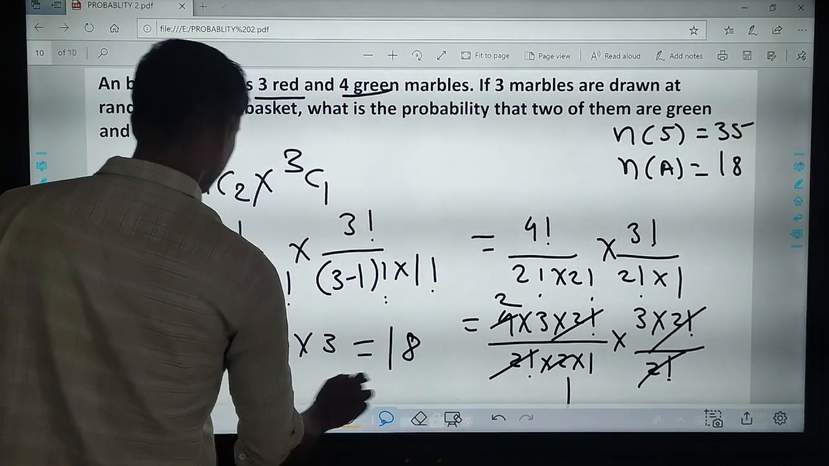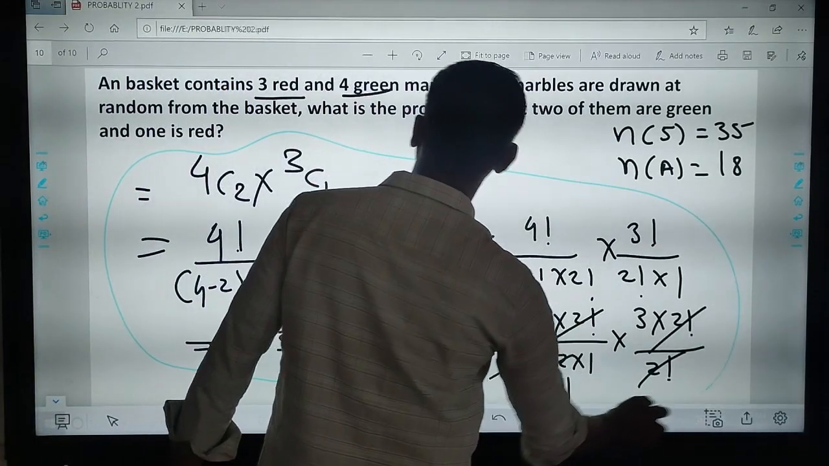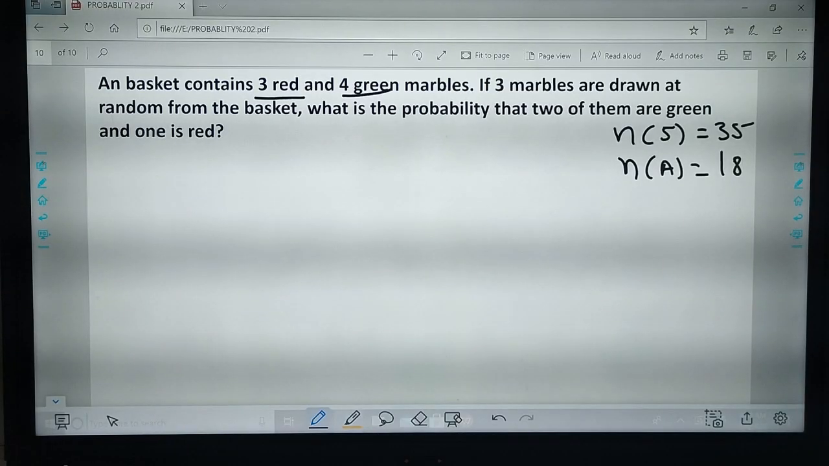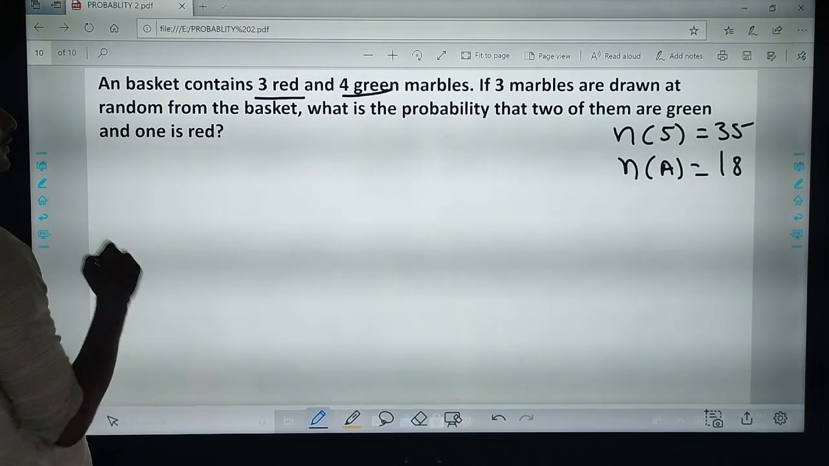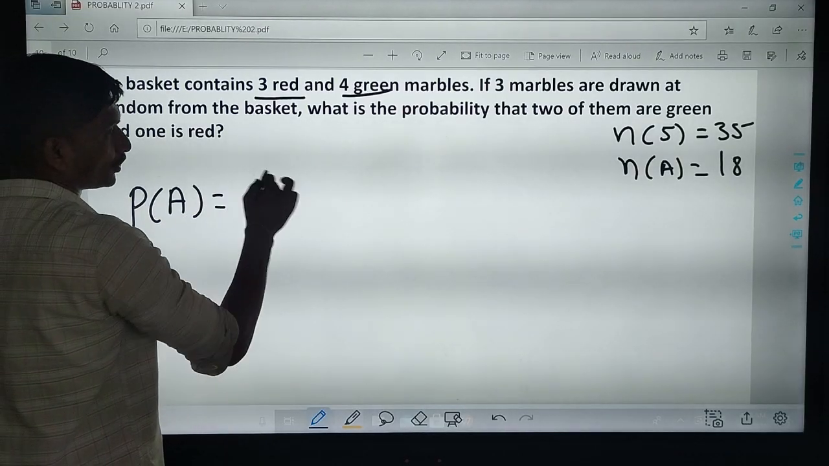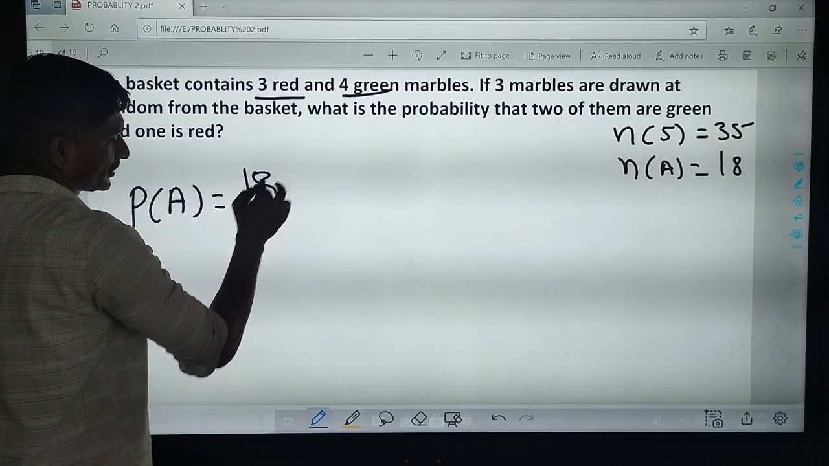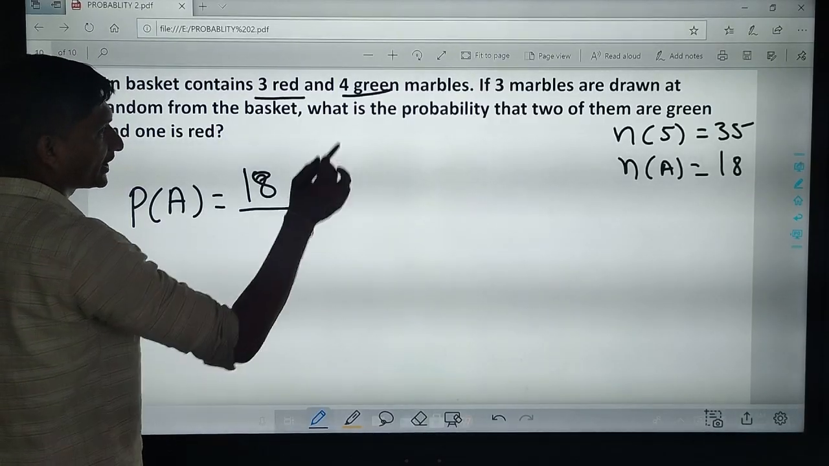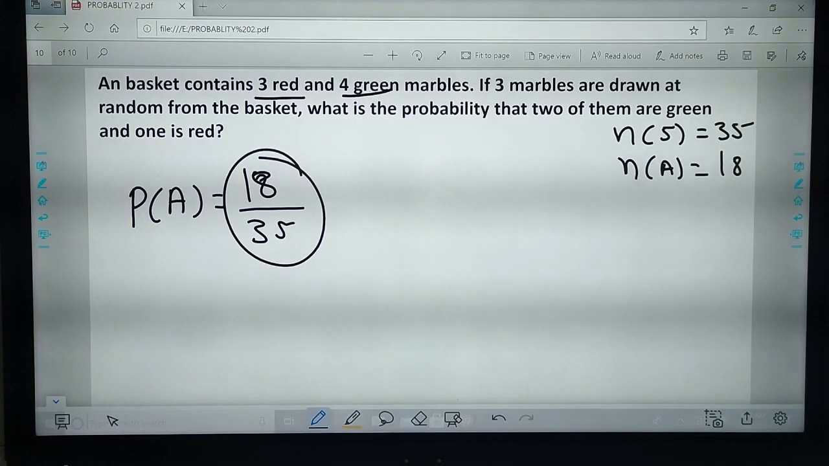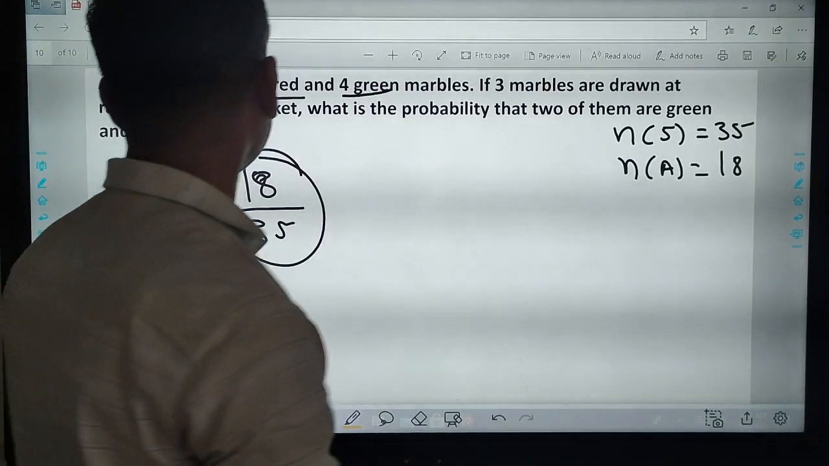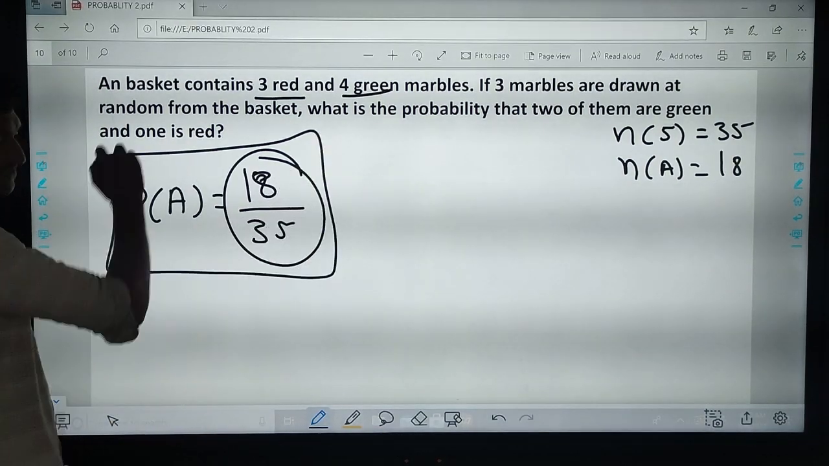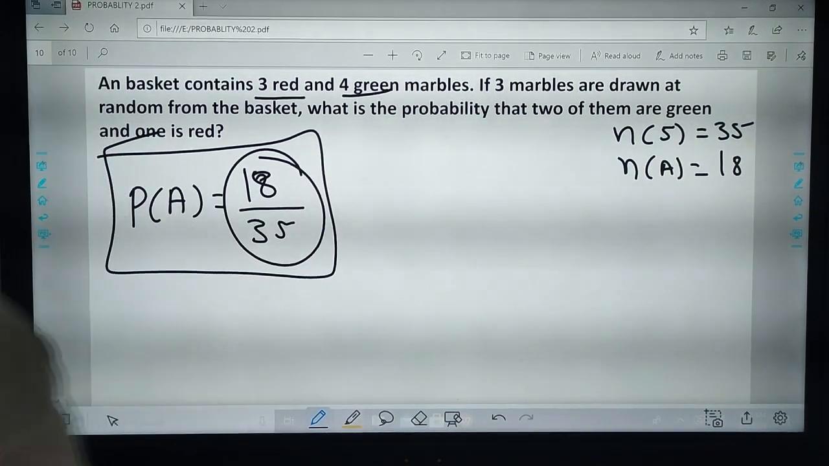Then the probability that 2 are green and 1 is red: P of A is equal to n of A divided by n of S, where n of A is equal to 18 and n of S is equal to 35. This is your probability. Then the probability that 2 of them are green and 1 is red is 18 by 35. This is your answer. We stop here.